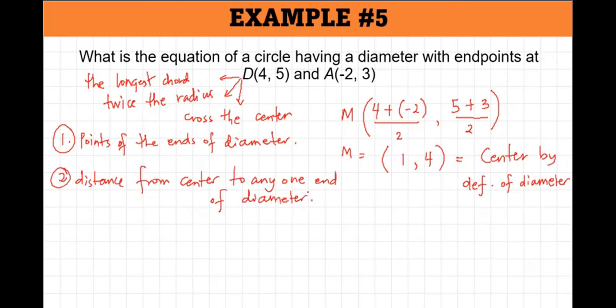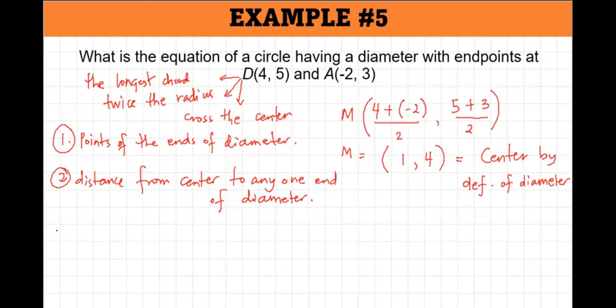Isa ring pampadali ng buhay is if you try to graph these points. Kasi itong mga examples na binibigay ko, lahat naman yan may definite na answer. So, meaning to say, wala naman silang decimal points. So, lahat ng sagot ay naka-whole number pa. So, if you try to graph it, then you will be able to just count kung ilang units yung pagitan nila. Anyway, so gamitin natin yung center to any one of our end of the diameter. Gamitin natin si D, 4, 5.